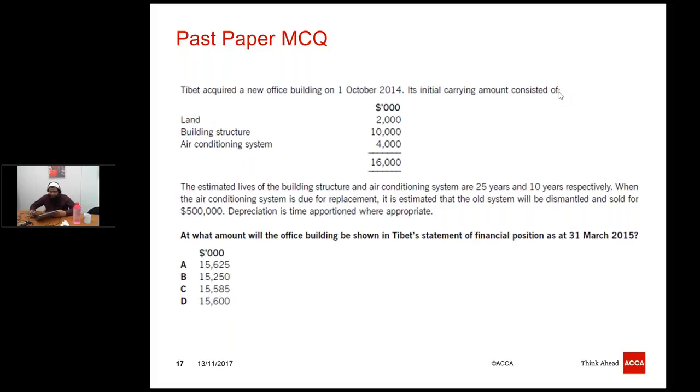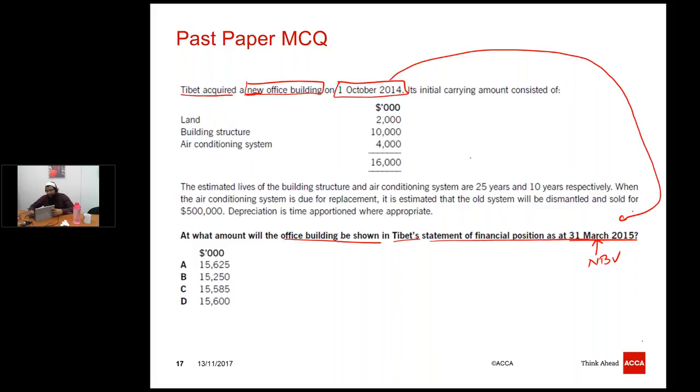Okay, let's solve it now. The question says that Tibet acquired a new office building on 1st October 2014. This is the purchase date. The question wants me to write the value on 31st March 2015, at what amount will the office building be shown in Tibet's statement of financial position? So we want to write down the net book value on this date. How many months have passed? October, November, December, January, February, and March. 6 months. So we are talking about a 6 month time duration.